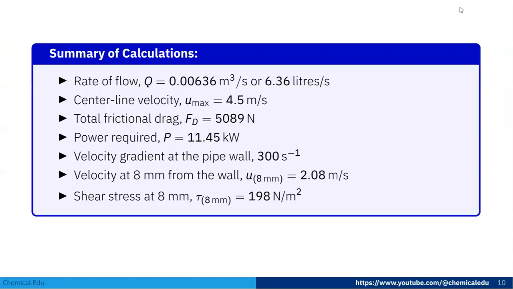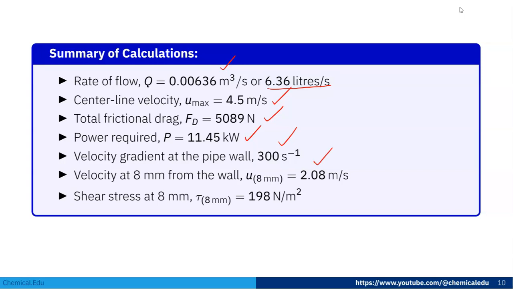So finally, this is the summary of the calculation. Rate of flow Q is nothing but 0.00636 meter cube per second or 6.36 liter per second. Center line velocity Umax is 4.5 meter per second. Total frictional drag is 5089 Newton. Power required P is 11.45 kilowatt. And velocity gradient at the pipe wall is 300 second inverse. Velocity at 8 mm from the wall, that U at 8 mm, is 2.08 meter per second.